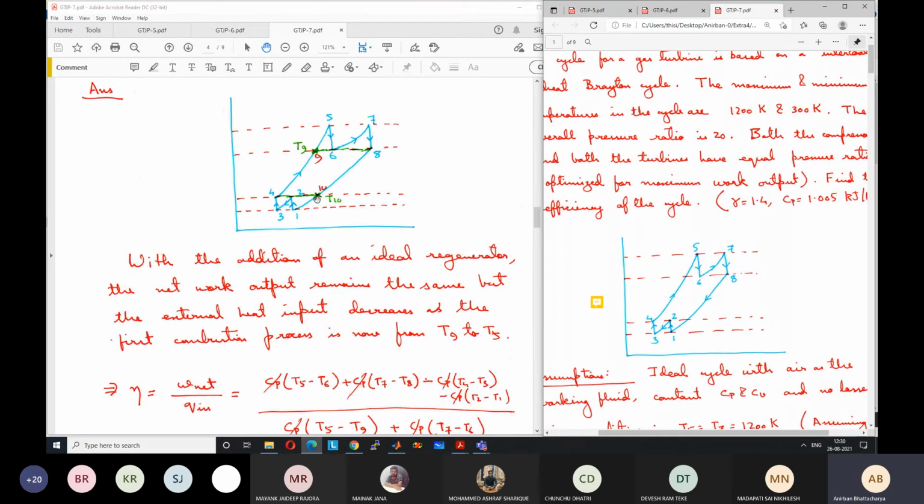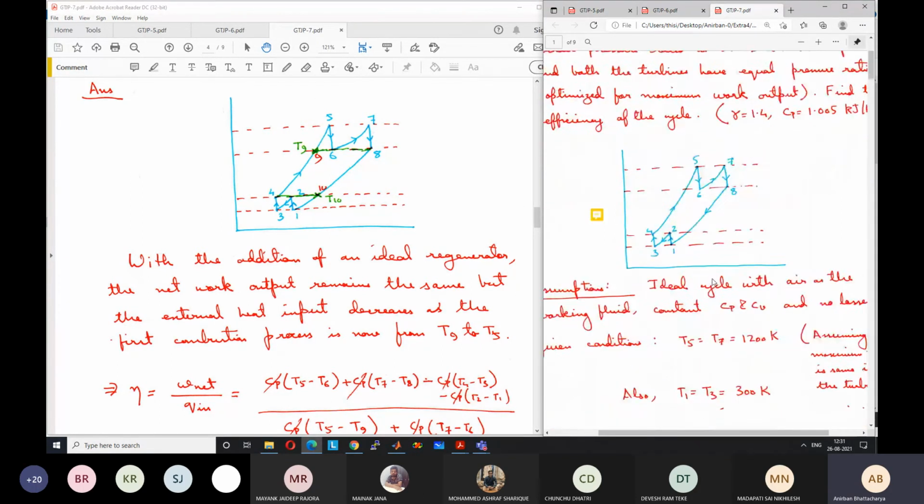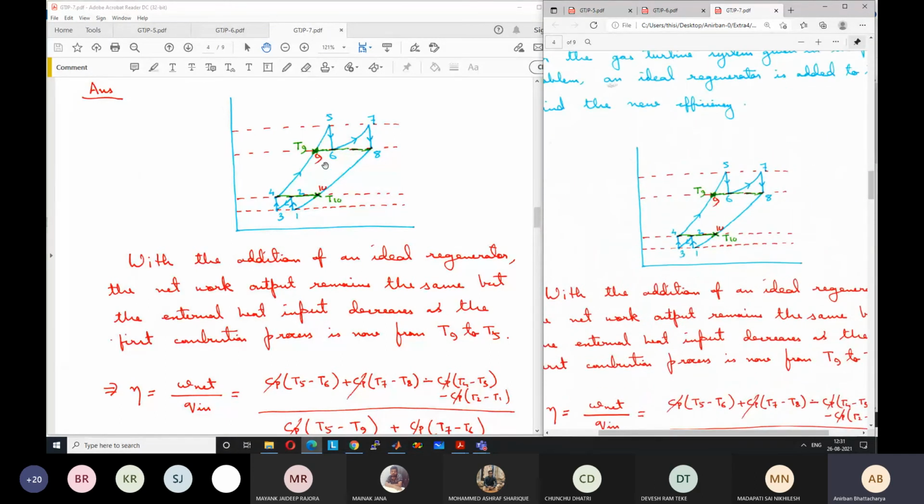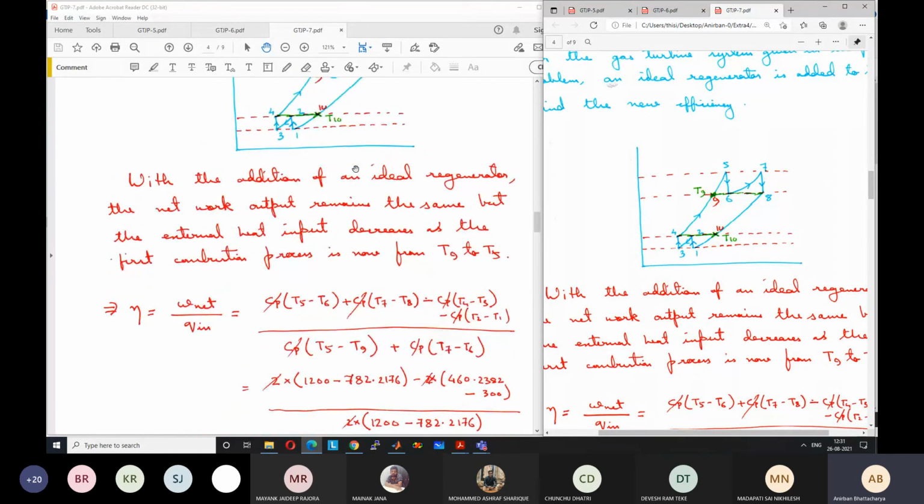We are assuming an ideal regenerator, so T9 is equal to T8 and T10 is equal to T2, or T4. T10 is equal to T4. Then we are just closing the cycle with constant pressure heat removal from 10 to 1. So this is our modification to the cycle. We know that the work output does not change, only the efficiency changes because the heat addition changes. Previously the heat addition was Cp from 4 to 5, now it is from 9 to 5. So accordingly, let us see.